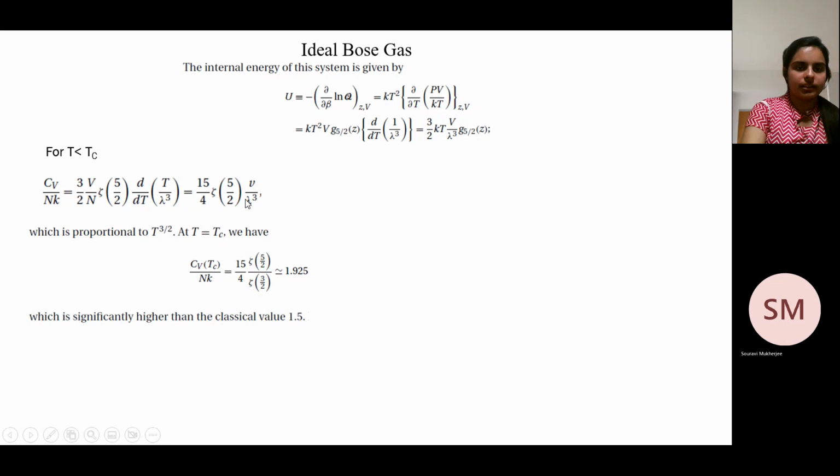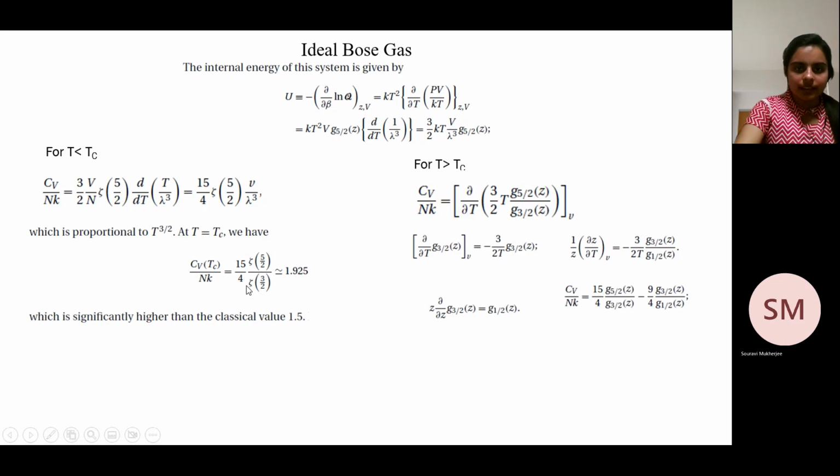Here again, they have explicitly replaced the values of temperature by the transition temperature, or the critical temperature Tc. And then you get this expression, correct? This is close to 1.925, which you can see is significantly higher than the classical value of 1.5. We know that in the classical case, Cv is given as 3/2 NkT, right? So that means at the critical point, the specific heat is higher than the classical value.